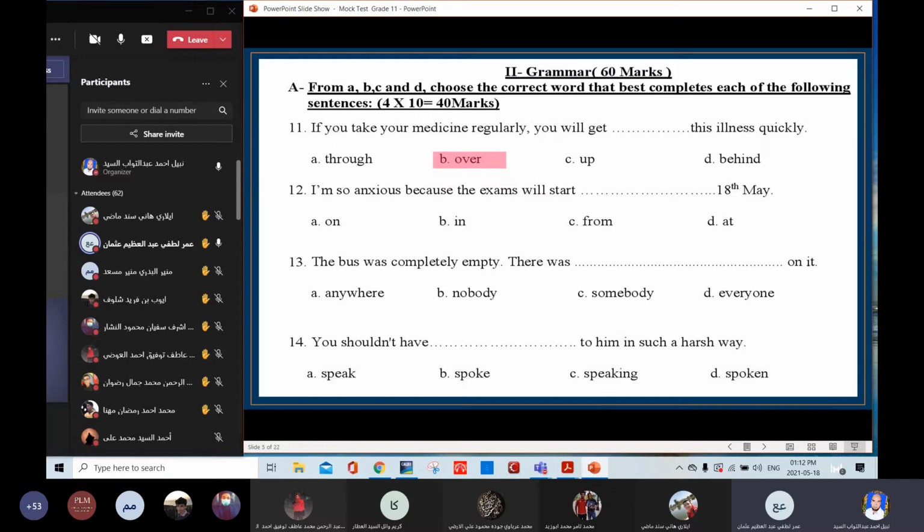I am so anxious because the exam will start on 18th May. Here we are looking for what? Time preposition. Yes, Amar? Will start on 18 May. On, yes, on for what? On is for dates or refers to days. So on Sunday, on Monday, or 18th May. Note here, today is 18th May.